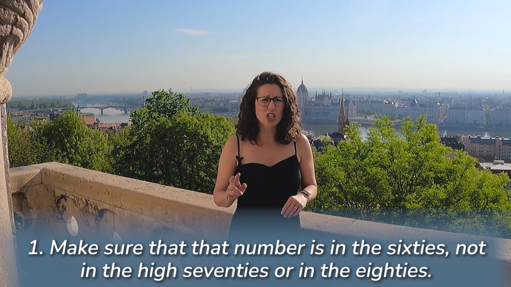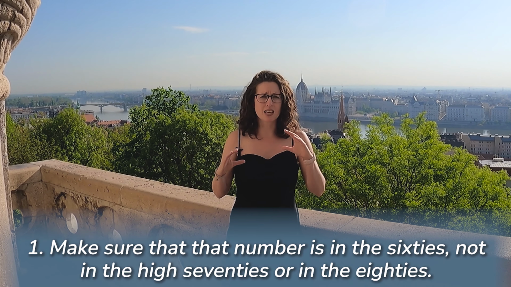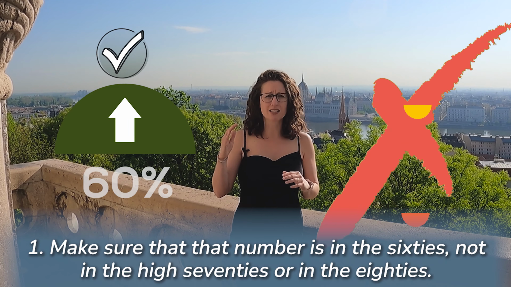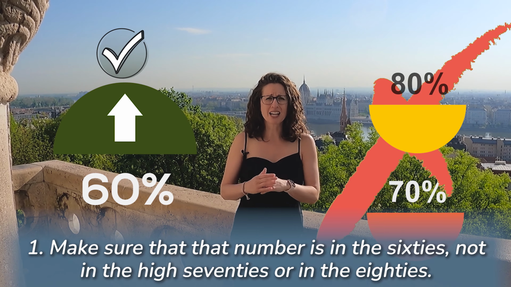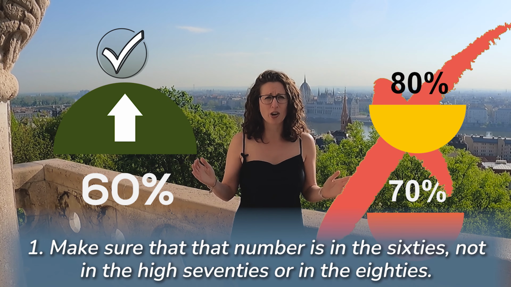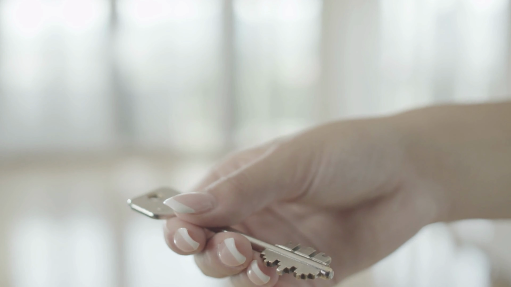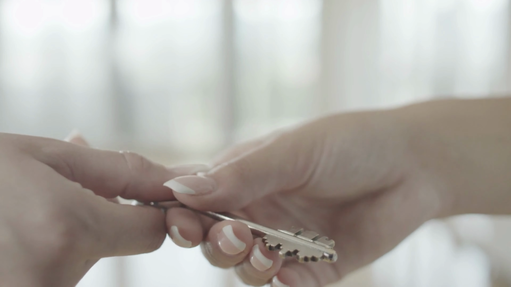This is super important for two reasons. One, you want to make sure that number is in the 60s, not in the high 70s or the 80s, because then the property is very vulnerable in case any big renovations are going to be done, or units are going to become available in order to renovate.